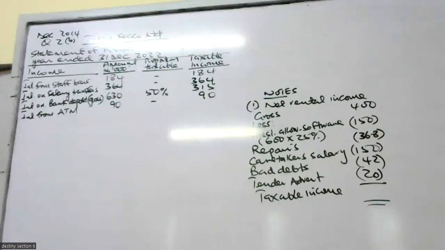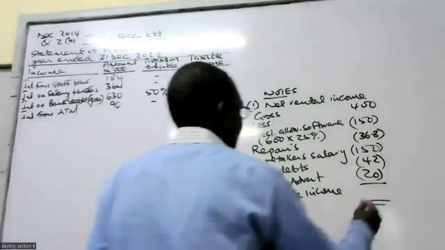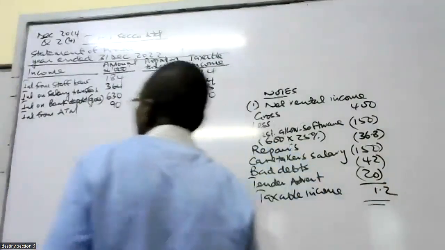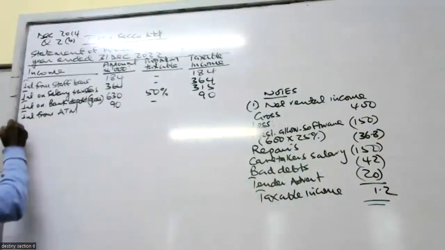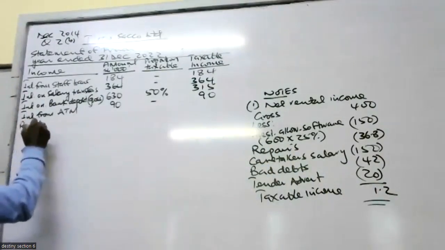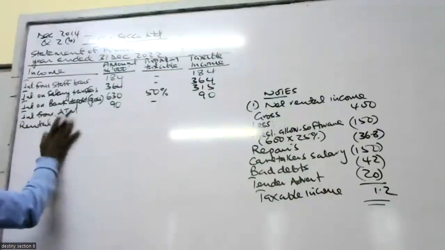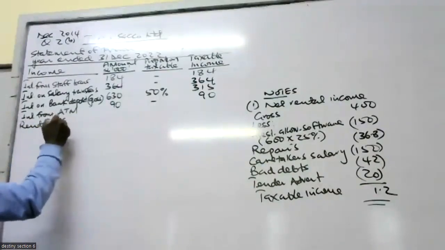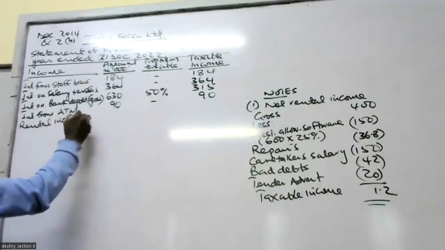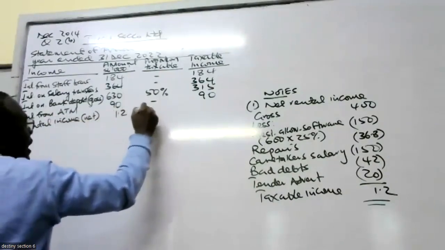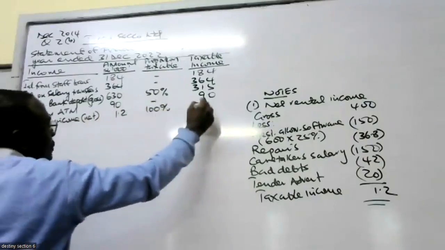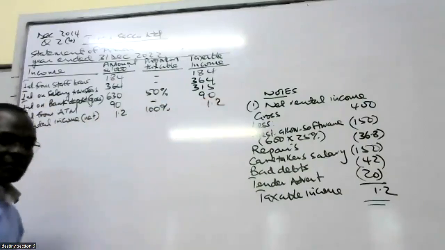So what net did you get for rental? 1.2. So bring 1.2 here in this schedule. You see rental income; this must be the net amount, 1.2, and we said 100% of 1.2 is 1.2.